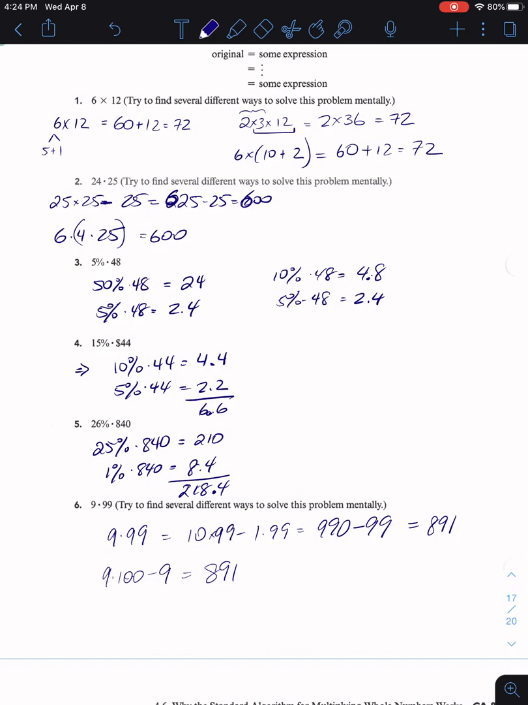In none of these were we ever tempted to actually say, well, 99 times 9, and multiply the 9s and do the traditional algorithm. It's just not the easiest way and not the most intuitive way to do this.